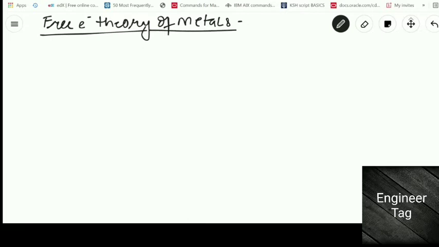So this theory was used to explain various properties of metals like your electrical properties, your thermal properties, or your magnetic properties. So this theory is used to explain the various properties, or it was able to explain the various properties.